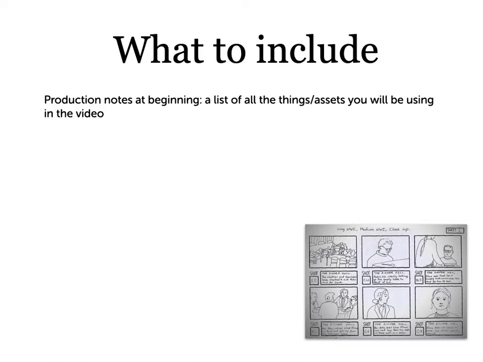But I do want everyone to include something that may not be on some of the templates that you find online. And what I want you to include is production notes. Production notes at the beginning of your storyboard. Basically, if you think of a storyboard as kind of a list of directions, like a recipe, when you look at a recipe, the list of ingredients is the first thing that you usually see in a recipe. That's what the production notes are.